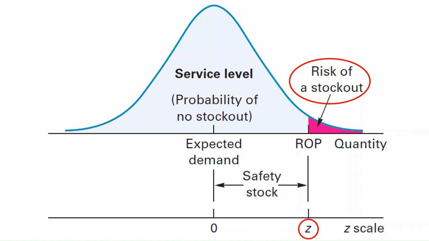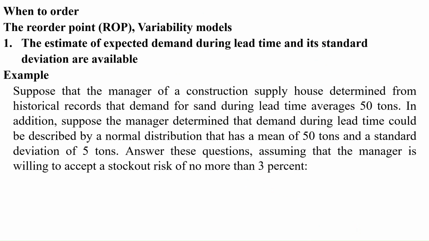An example for this model. Suppose that the manager of a construction supply house determined from historical records that demand for sand during lead time averages 50 tons. In addition, suppose the manager determined that demand during lead time could be described by a normal distribution that has a mean of 50 tons and a standard deviation of 5 tons. Answer these questions, assuming that the manager is willing to accept a stockout risk of no more than 3%.